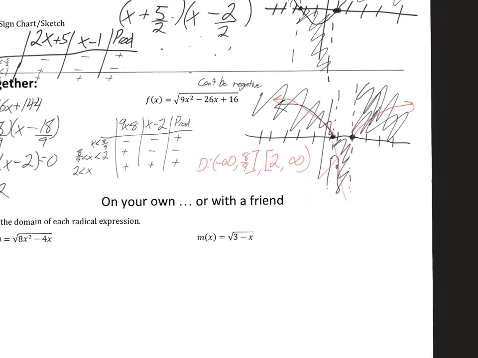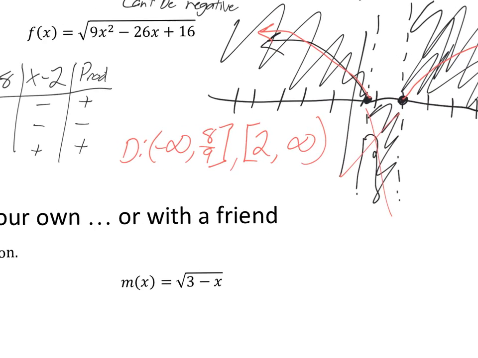I'm not asking for the range. I'm not really asking for anything else. I just want to know what my domain is. So do you know what these two lines would be called where it doesn't work?